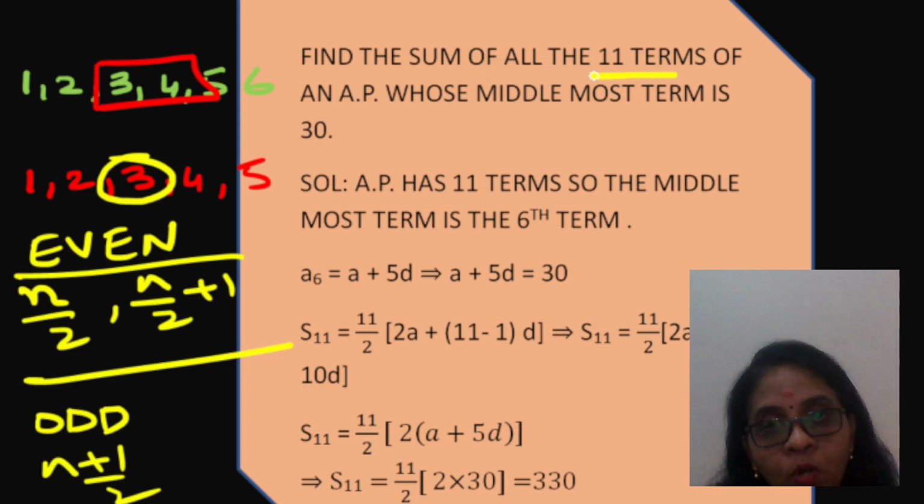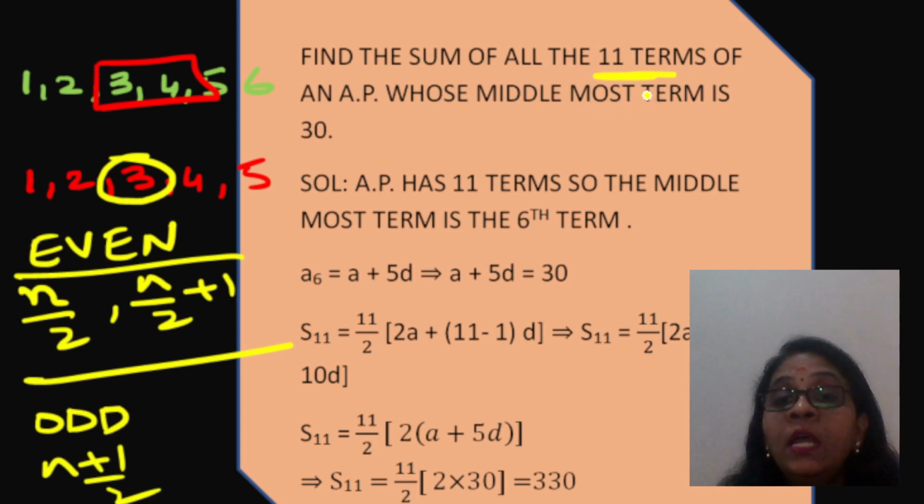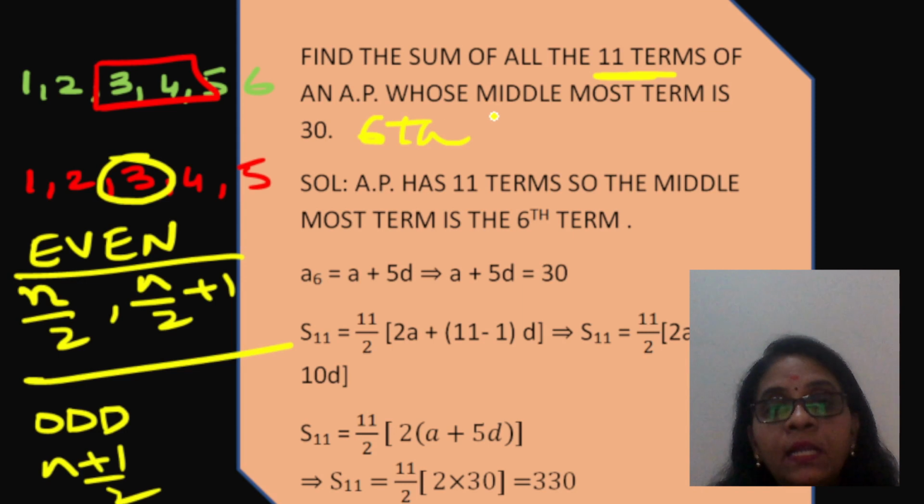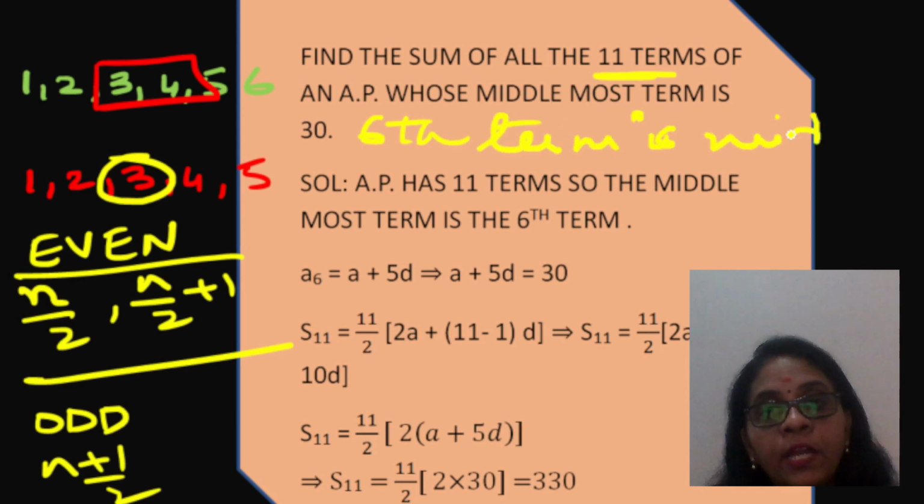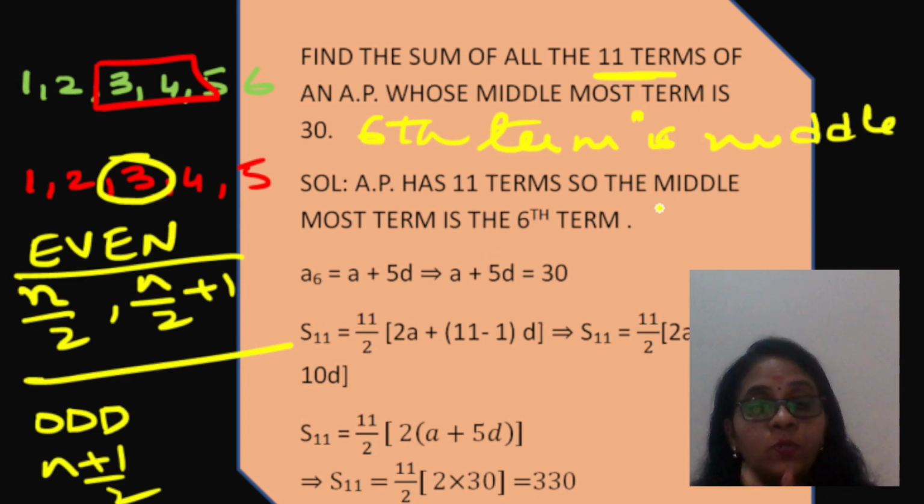Even if there is no clue, you by now jolly well know, if the number of terms is odd, you get only one middle term. What is that middle term? You have to identify it: 11 plus 1 by 2, 12 by 2, so the sixth term is the middle. You have learnt in the previous two sessions how to find A6. So, A6 is A plus 5D and that value is given as 30.